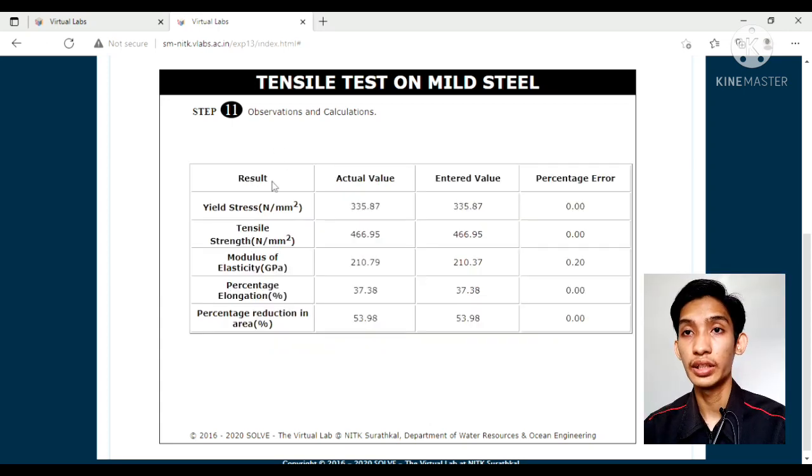Lastly, the calculation and observation result. For the yield stress, the percentage error is 0. For the tensile stress, the percentage error is 0. For the modulus of elasticity, the percentage error is 0.20. The percentage error for the percentage elongation is 0, and also for the percentage reduction in area is 0. So all the answers are correct.